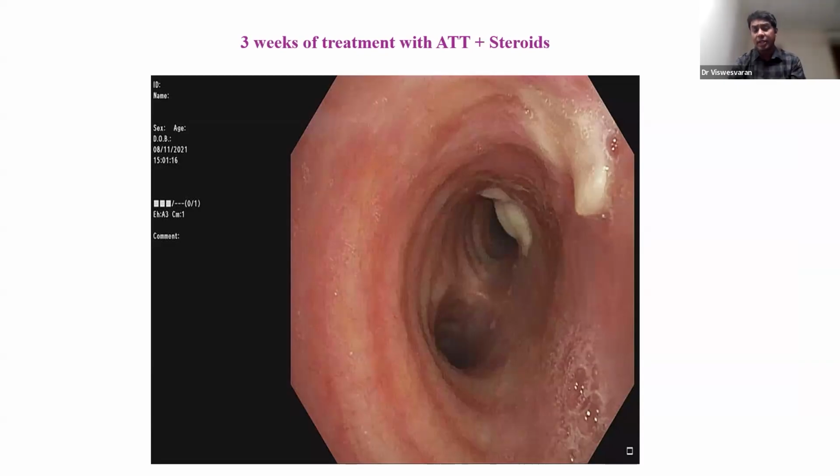So this is at the end of 3 weeks. So the important point is you need to have a high suspicion of an endobronchial TB. And if you diagnose an endobronchial TB with a bronchoscopy, always start ATT with steroids.